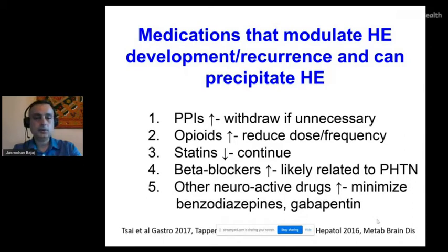What about beta blockers? They increase the risk, likely related to portal hypertension. But again, if the beta blocker is to prevent a variceal bleed, you do not want to rob Peter to pay Paul. So you don't want to reduce the potential risk of HE, but then definitely precipitate variceal bleeding. So again, these things have to be taken with a grain of salt, and also with what the patient's current situation is. Other neuroactive drugs: minimize benzodiazepines, gabapentin, and sleep aids.